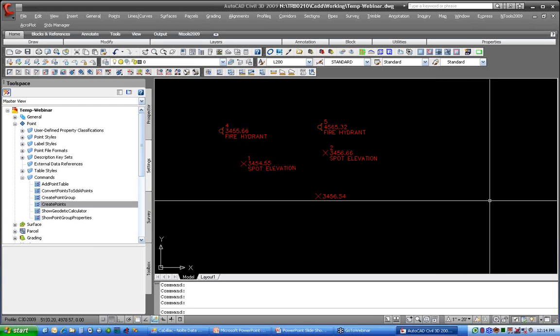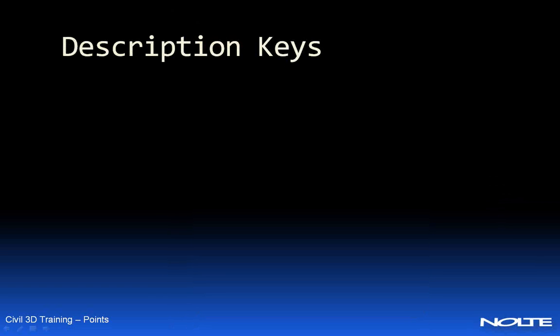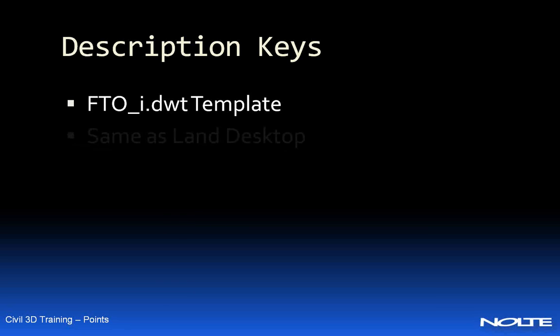All right, we're going to jump over now and talk a little bit more about description keys. For description keys in Civil 3D, that FTO_I template drawing has all of the description keys that we need to use for the Nolte field code book, that little blue book that the surveyors use. They are identical to what we had in Land Desktop. I took our description key database file from Land Desktop and recreated it in Civil 3D. I created all the point styles for all of the symbols that we used in Land Desktop, and all of that is in that FTO_I drawing.